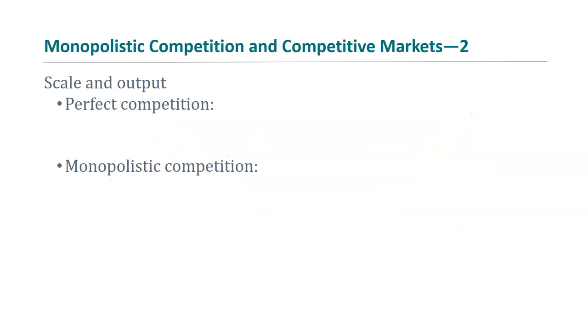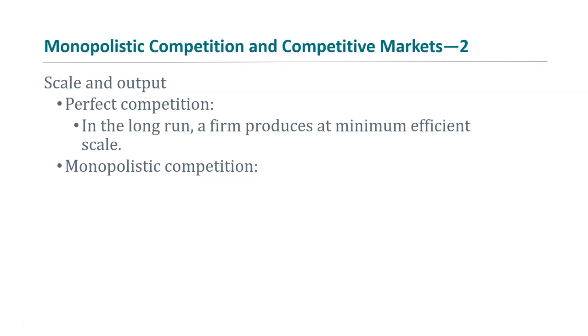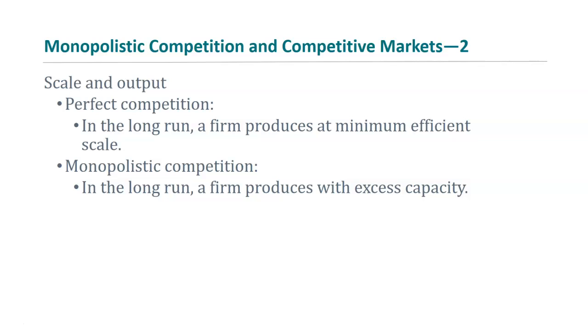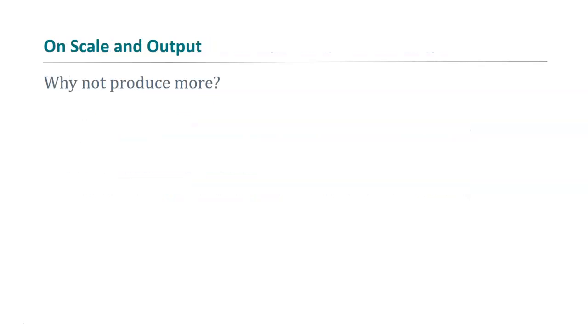So another difference between monopolistic competition and competitive markets is the long run scale and output at which we're producing in each market. So in perfect competition, in the long run, the firm produces at minimum efficient scale. In monopolistic competition in the long run, the firm is producing with excess capacity or with higher average total cost than is possible. So why not produce more?